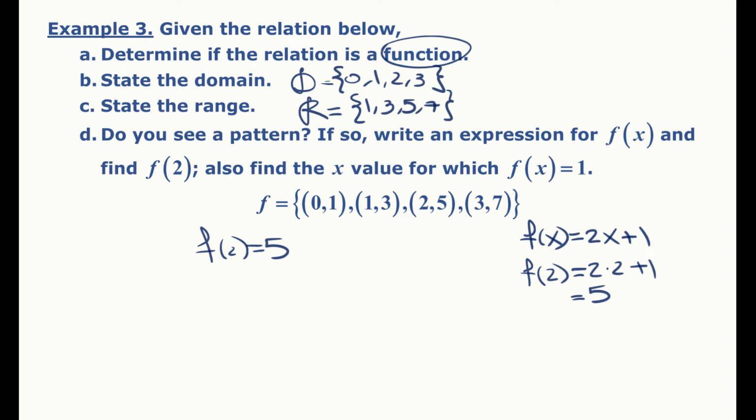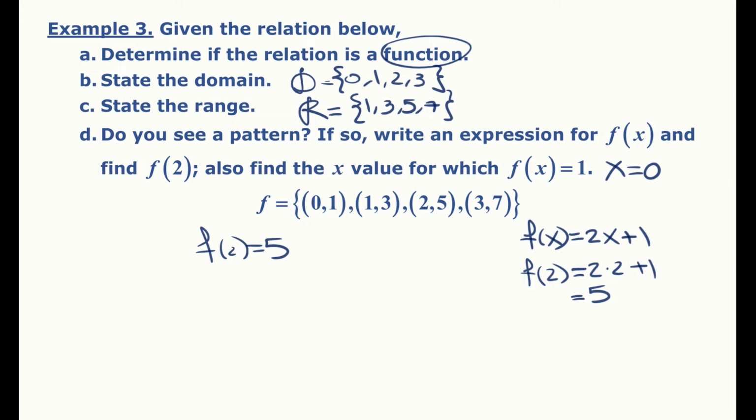Also find the x value for which f of x equals 1. Now we're going to be looking at output being 1. So we're going to look for the y value, which is 1, and see which x value is associated with it. And of course we can see that should be x equals 0.